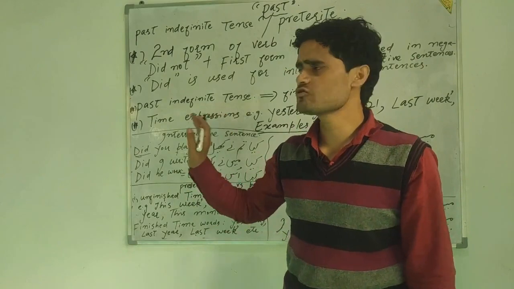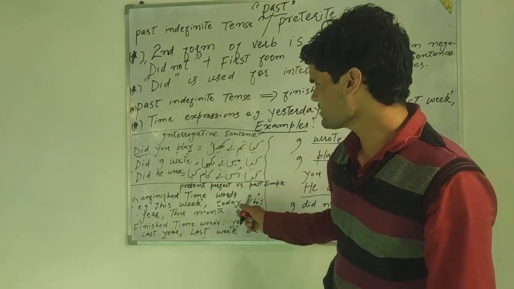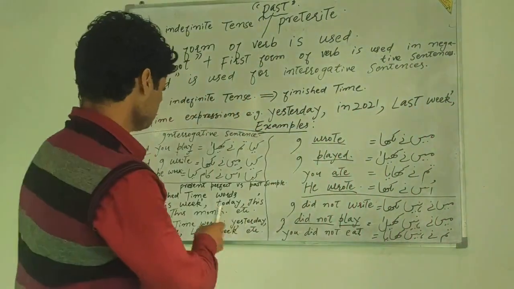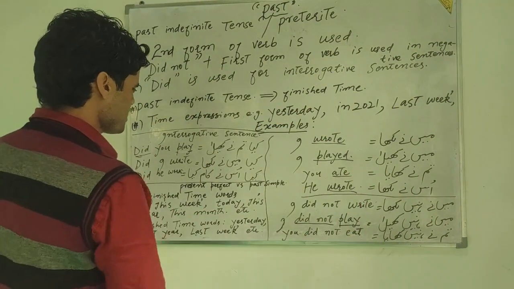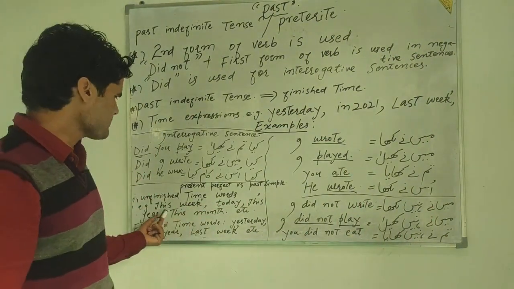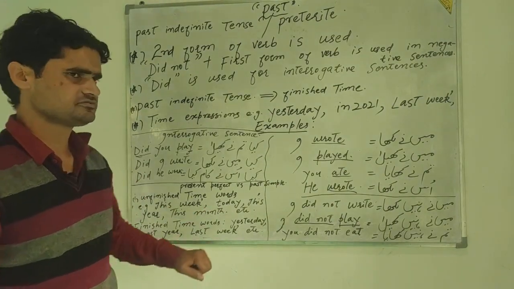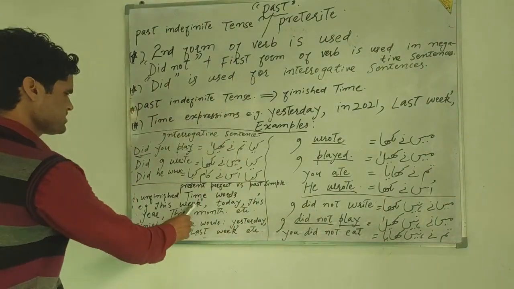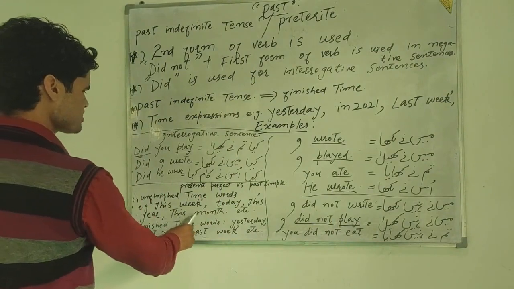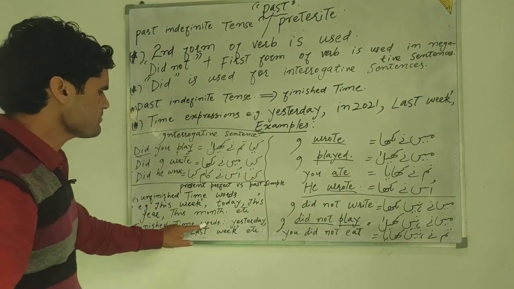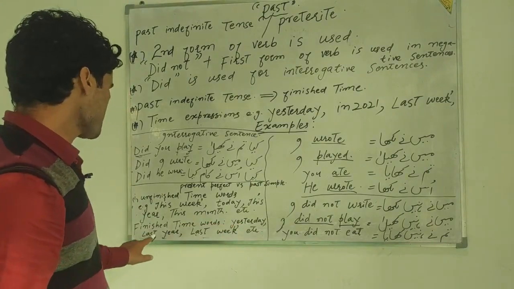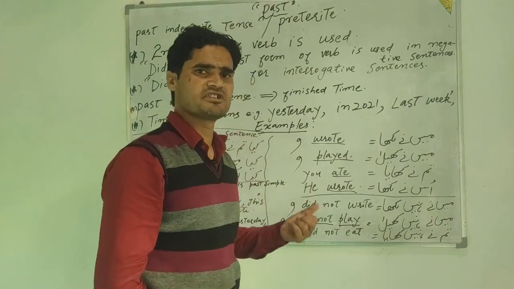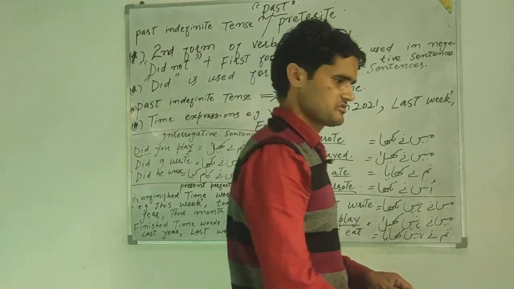In contrast to the past indefinite tense, present perfect tense bears some relation with the present. However, it will become clear to you through the examples. Before that, just remember these time expressions. Unfinished time words are the time expressions that are used with present perfect tense: this week, today, this year, this month, etc. Finished time words: yesterday, last year, last week, etc. Now I will explain the difference between present perfect and past indefinite.